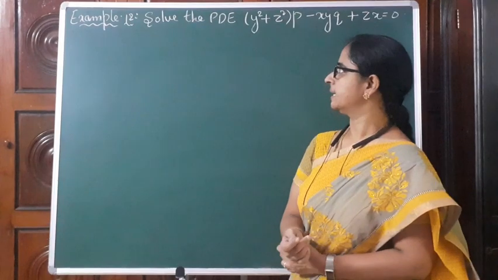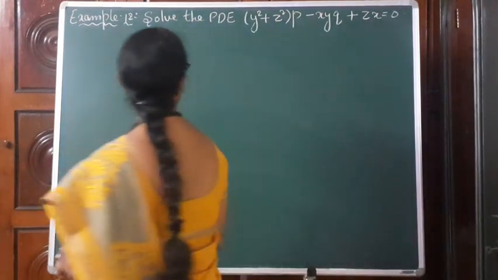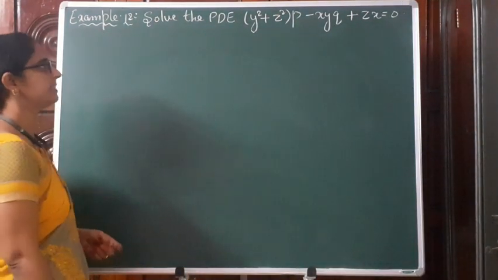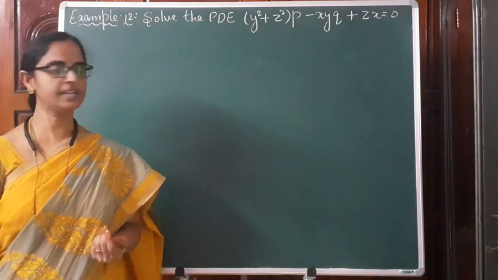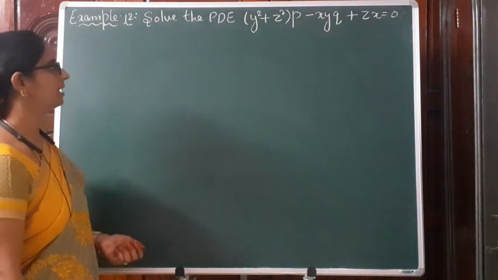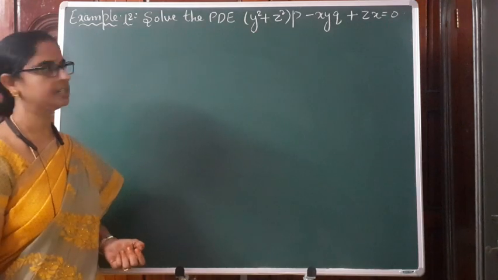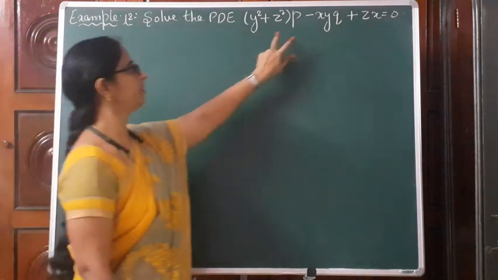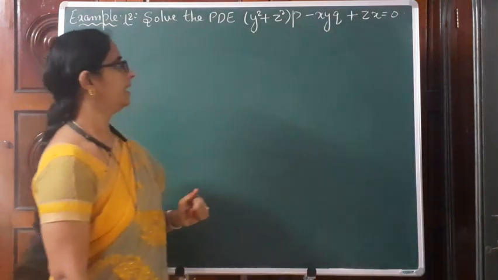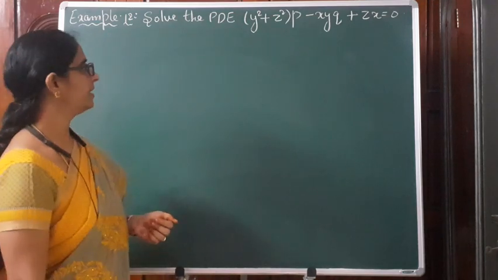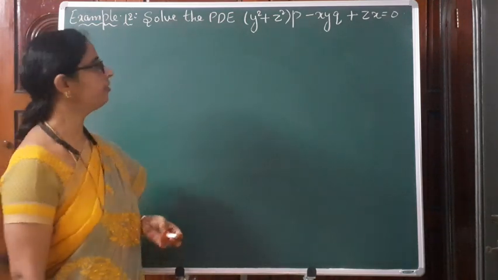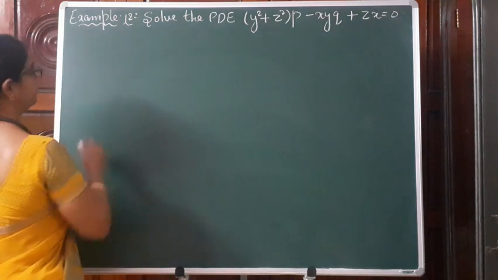Then let us see another example. Solve the PDE (y squared plus z squared) p minus xy q plus zx is equal to 0. As you can see here, it is a linear partial differential equation because the degree of p and q is 1. And let us write the given equation in the Lagrange's form of PDE.